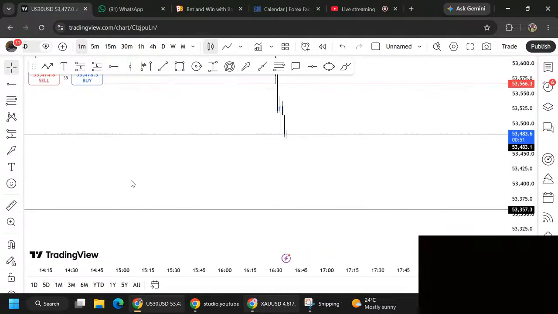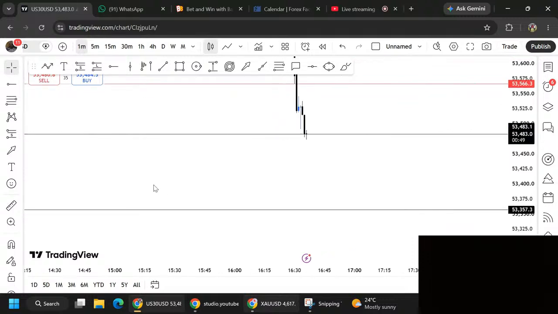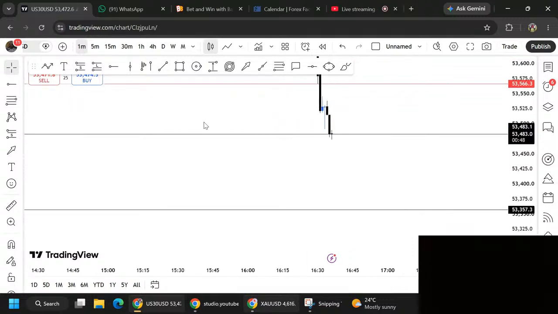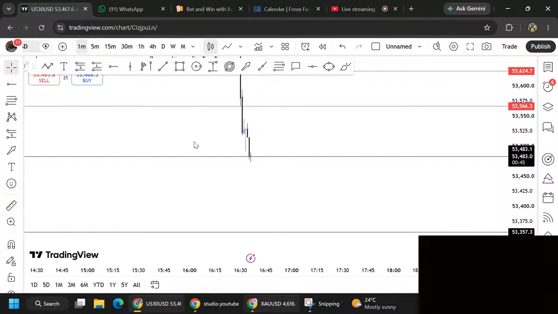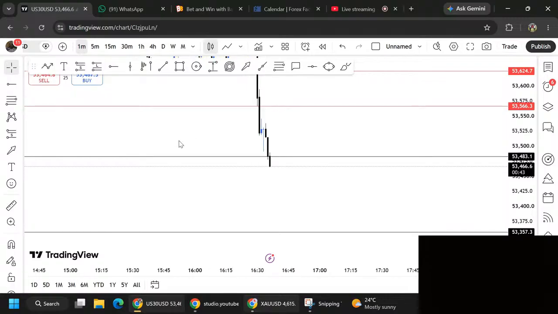We are only interested in levels that give us entry confirmations. Okay, still dropping, still going down.